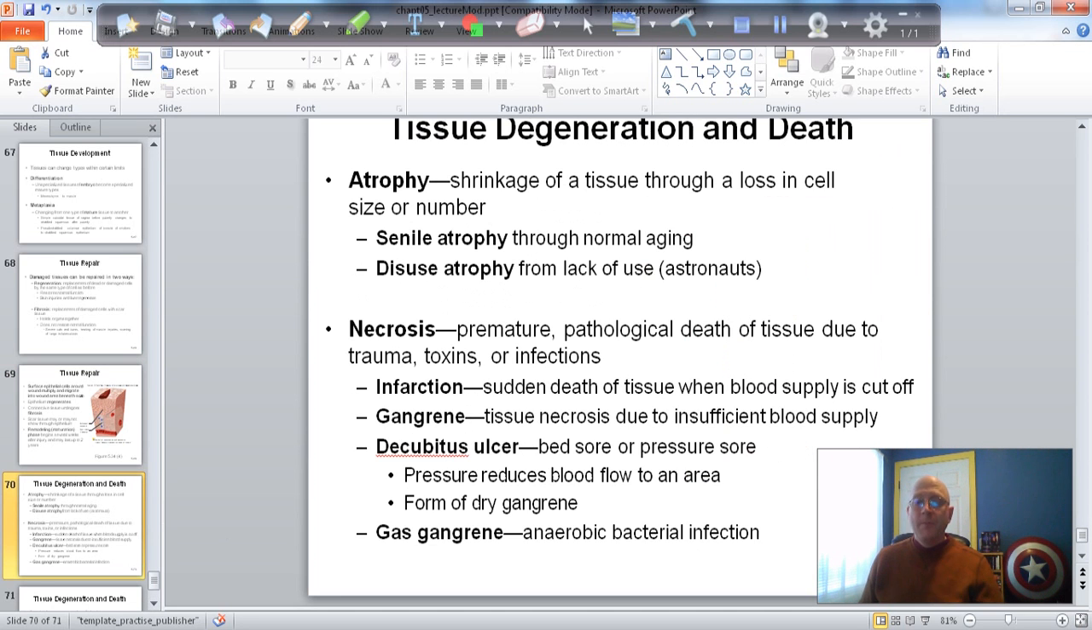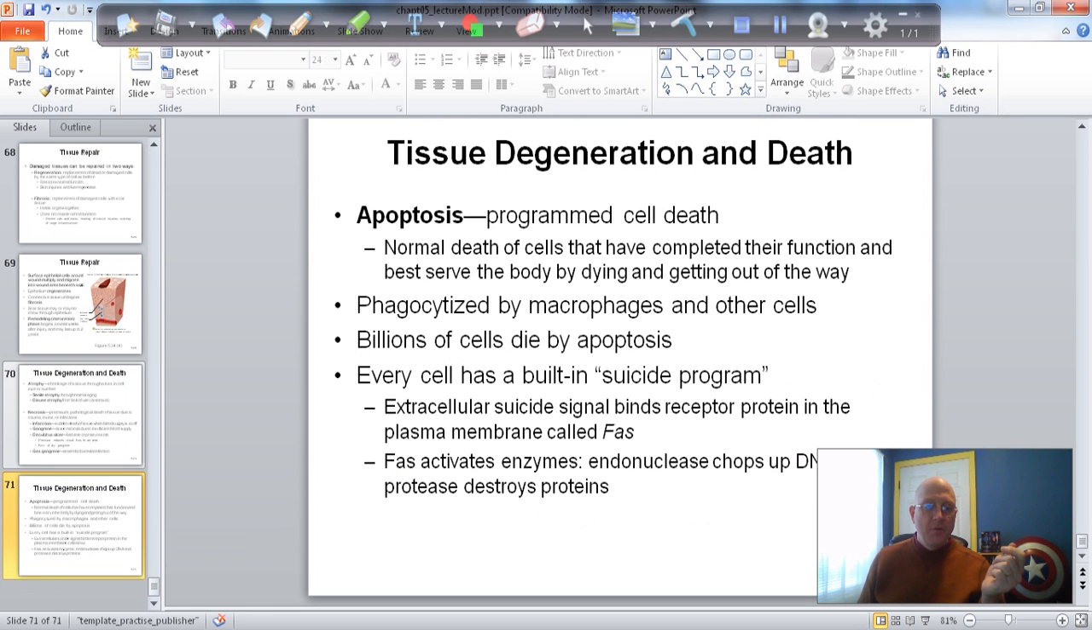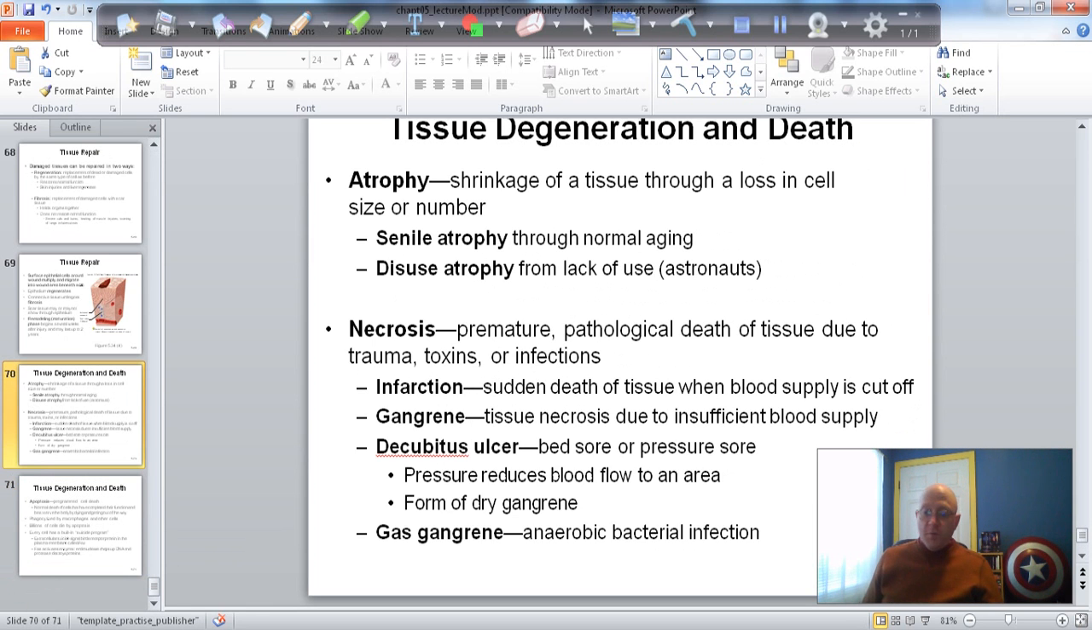Okay, so we got growth. We have development, we have repair, and then here's the death part of it. Right? Atrophy, necrosis, and apoptosis. Right? You've probably heard of atrophy. If you have a person who is, say, bedridden for a long time, then their musculature is going to shrink. That's because of atrophy. Shrinkage of a tissue through loss in cell size or number. Right? All of us are going to get a little bit smaller with time. That's senile atrophy, through normal aging.